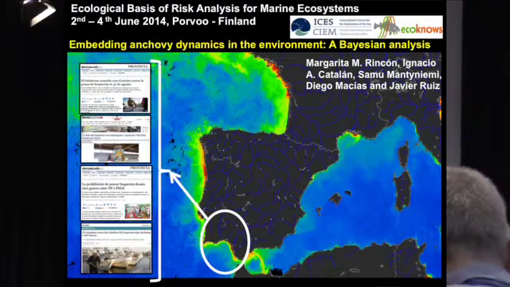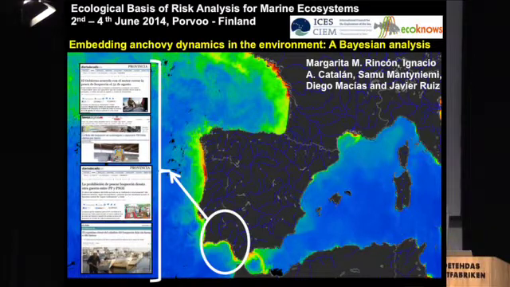I will be talking about the stock of anchovy in the Gulf of Cadiz, and how we implemented the Bayesian approach for this stock. The stock is located here, in the southwest of Spain. In recent years it has become an important stock in terms of economy and the societal consequences of the fisheries.